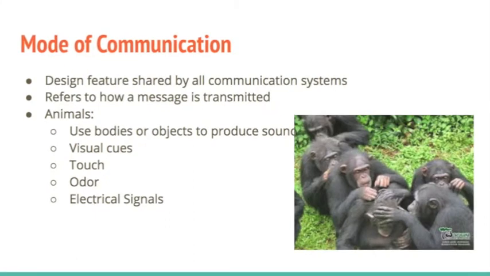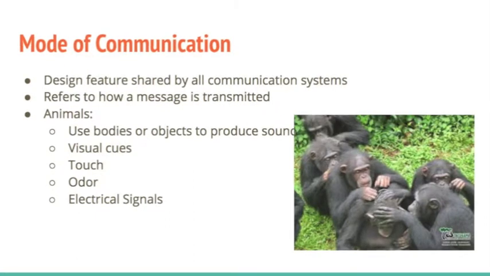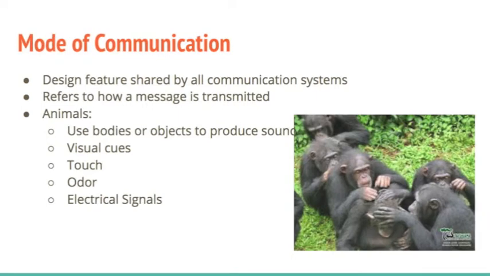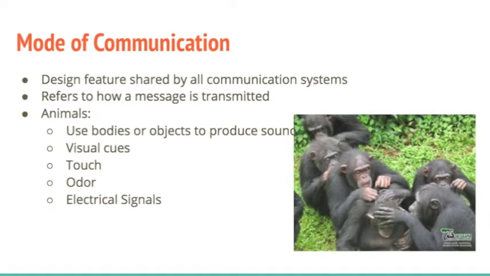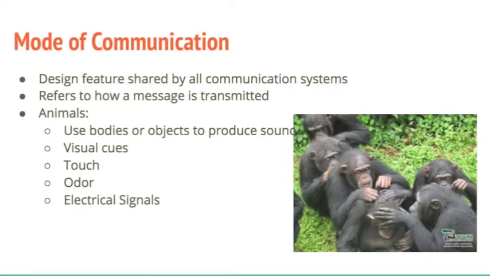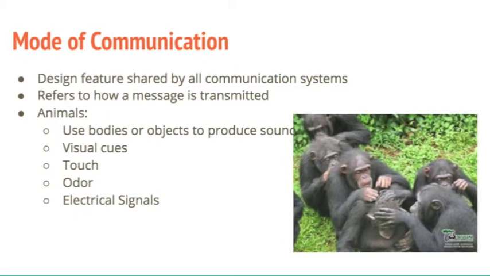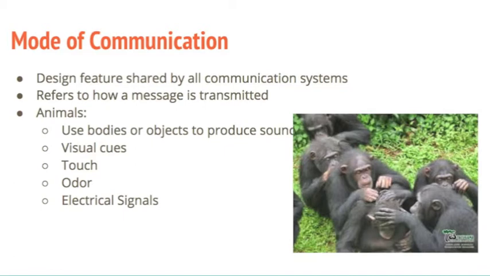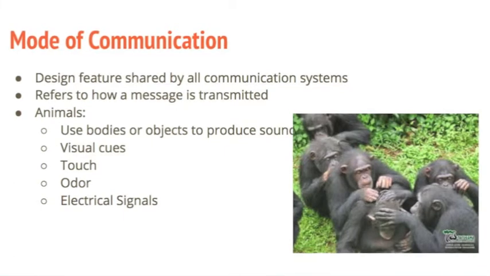All communication systems have the same feature of mode of communication, which refers to how a message is transmitted. Both animals and humans have the possibility to transmit a message in a numerous amount of ways. Some of these ways include use of bodies or objects, visual cues, touch, odor, or electric signals.